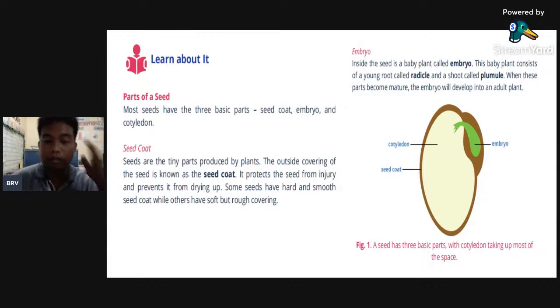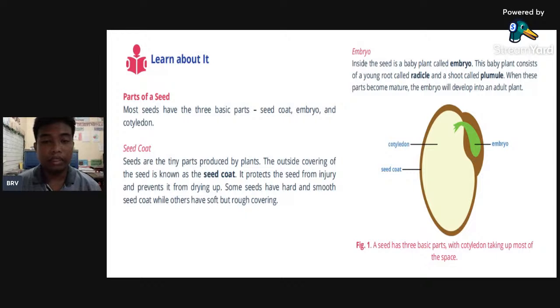Okay, so parts of a seed. Most seeds have three basic parts: the seed coat, embryo, and cotyledon. So a seed or seeds have these parts. These are the basic parts of most seeds. Seeds are the tiny parts produced by plants.